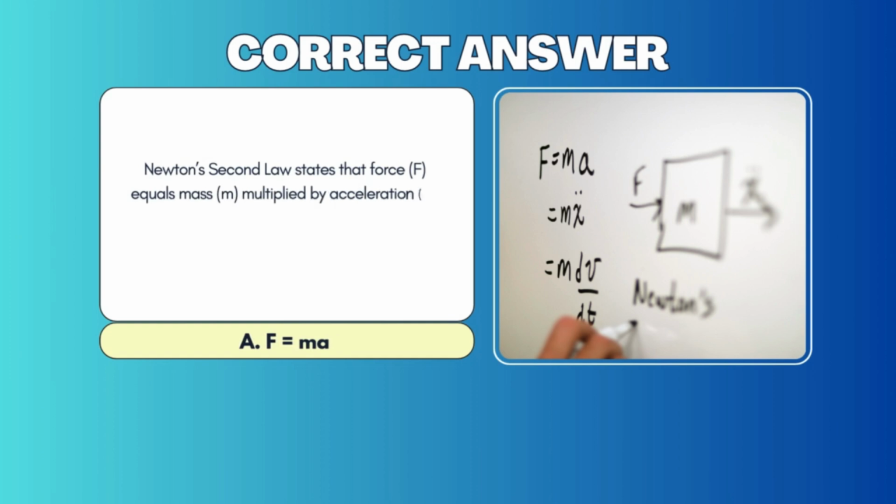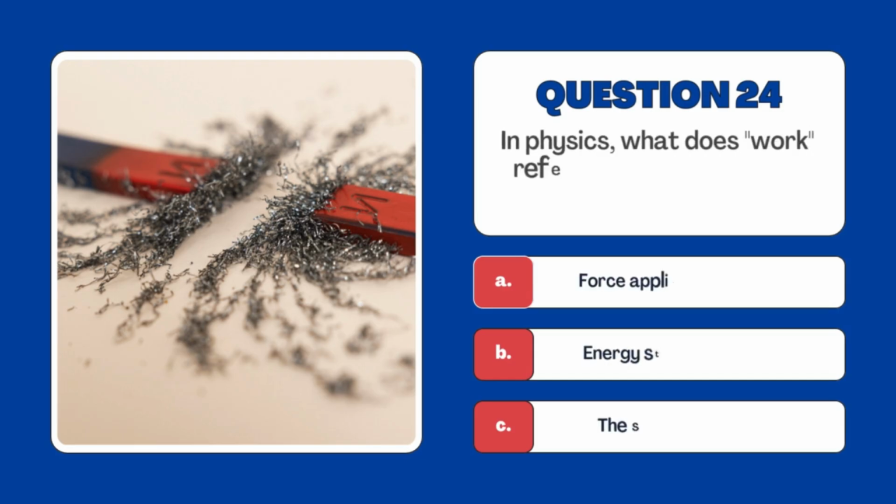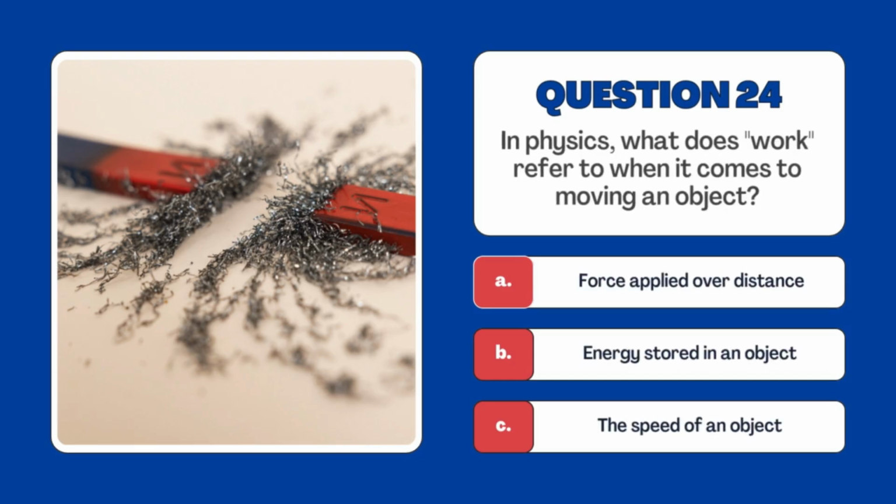The correct answer is A. F equals ma. Newton's second law states that force F equals mass m multiplied by acceleration a, indicating how much force is needed to accelerate an object based on its mass. Question 24. In physics, what does work refer to when it comes to moving an object?